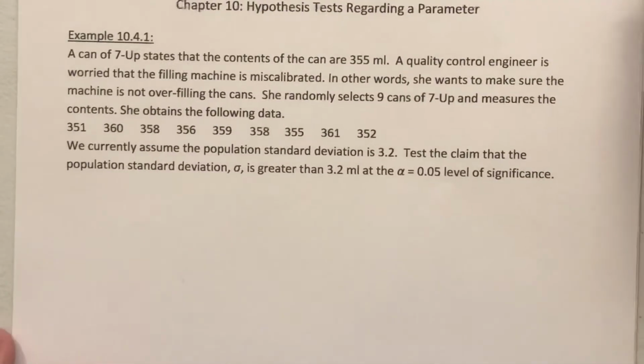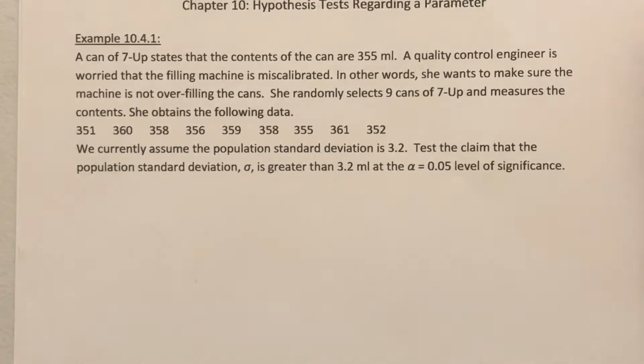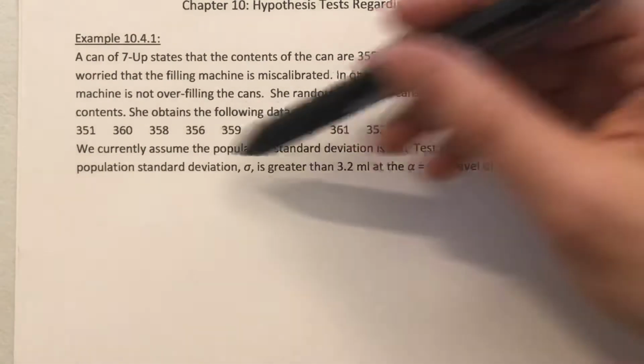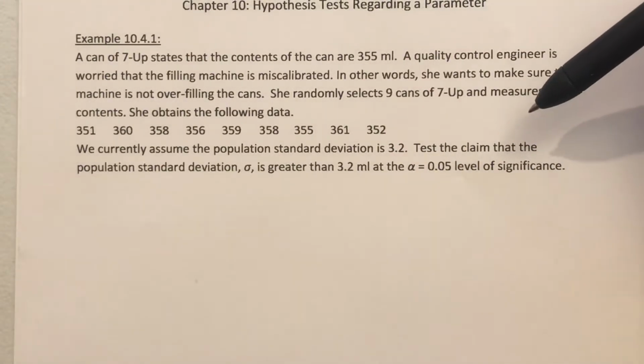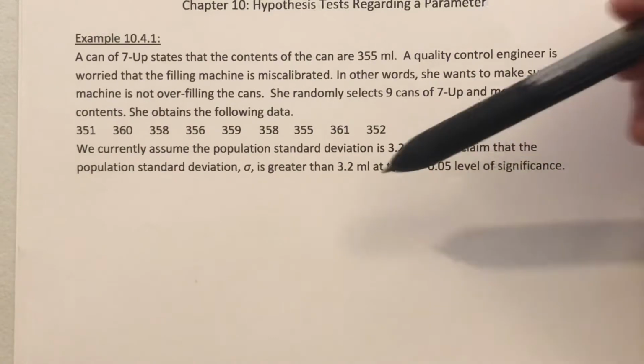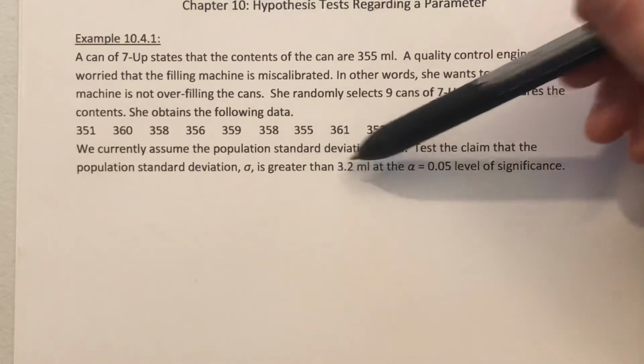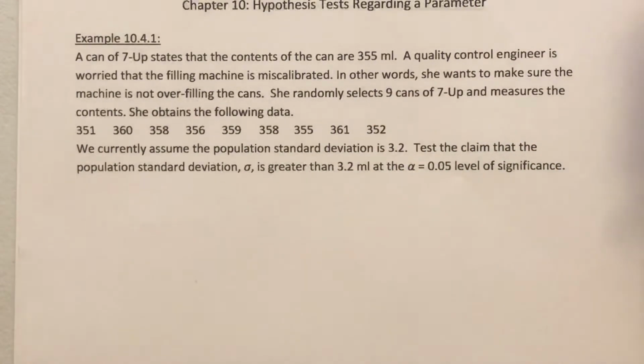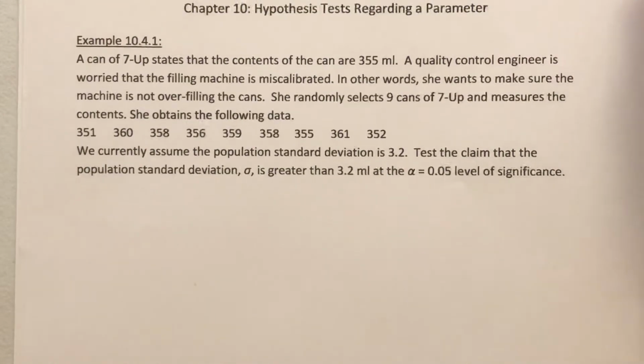All right, so we have a can of 7-Up that states the contents of the can are 355 milliliters. A quality control engineer is worried that the filling machine is miscalibrated. In other words, she wants to make sure the machine is not overfilling the cans. She randomly selects 9 cans of 7-Up and measures the contents. There's the data. We currently assume the population standard deviation is 3.2. Test the claim that the population standard deviation is greater than 3.2 at a level of significance of 0.05.